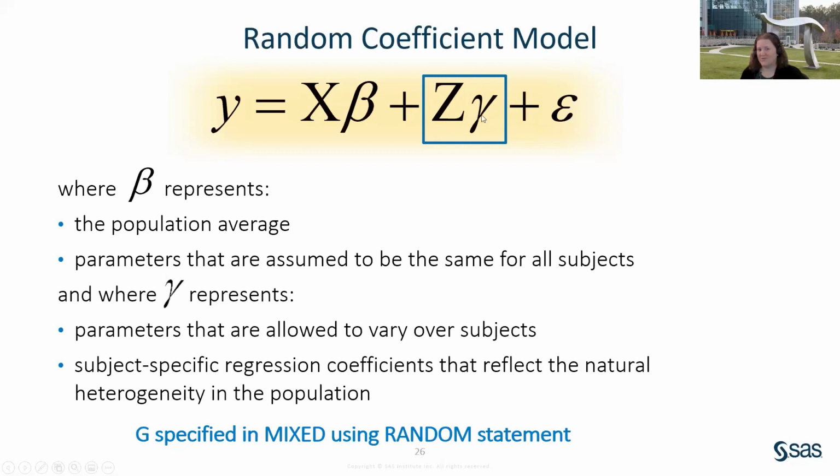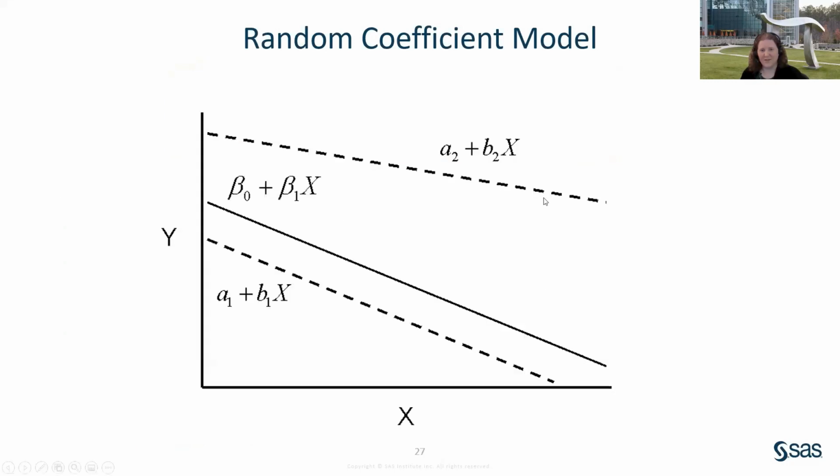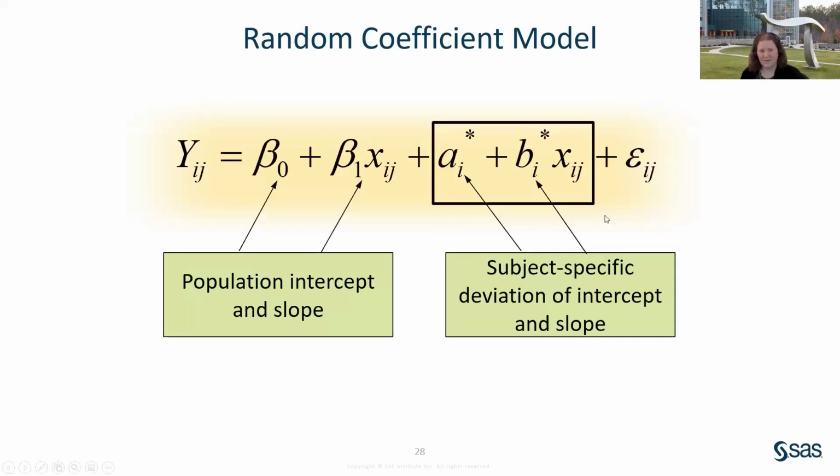What we're going to do in a random coefficients model is now we need to estimate G, that variance covariance matrix G. And let's look at a picture here. So this black line, this is kind of what we estimated in the last demonstration. This is what's called a population average model. But with a subject-specific model, a random coefficients model, you can now allow subjects to have these dashed lines. So they're going to get their own trajectory.